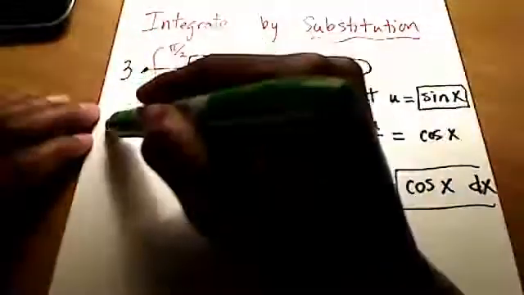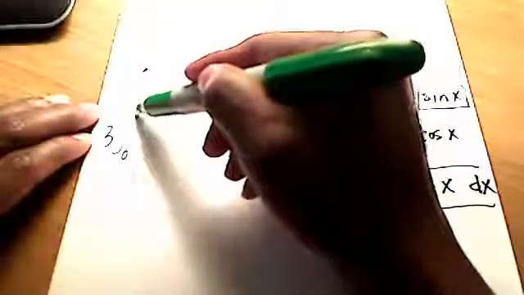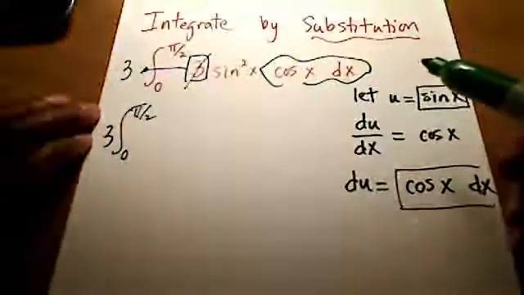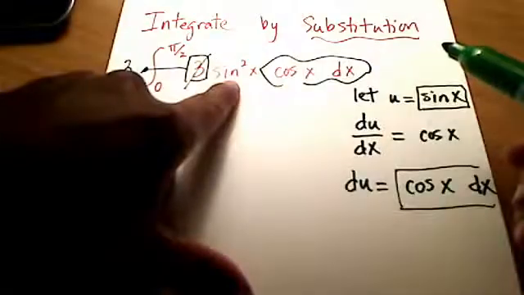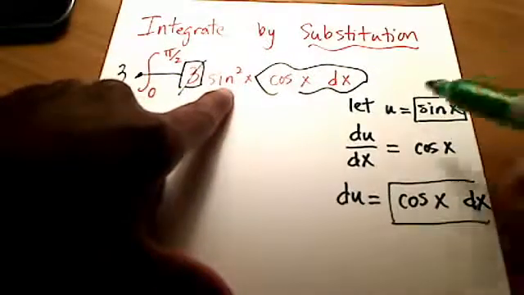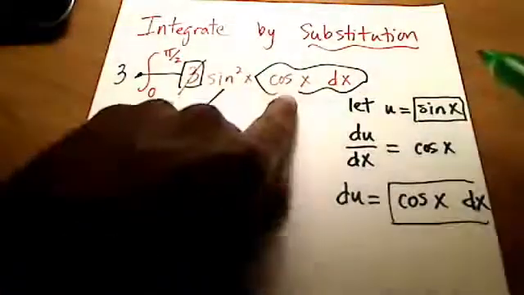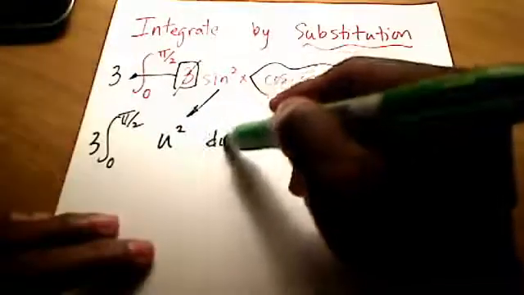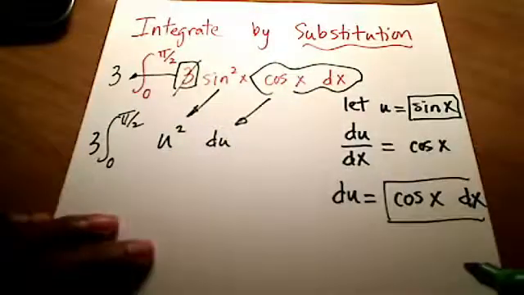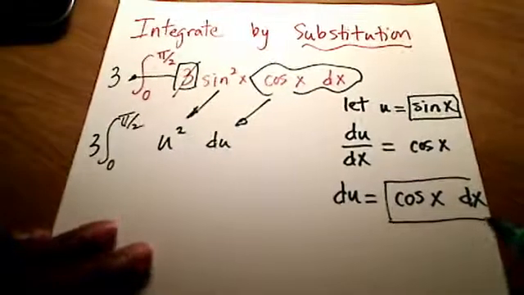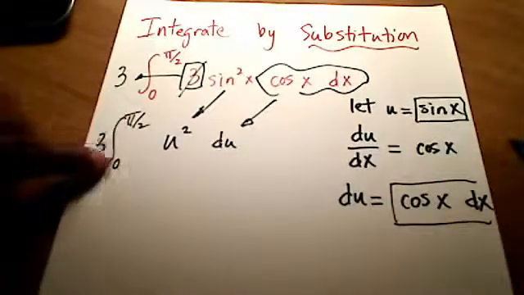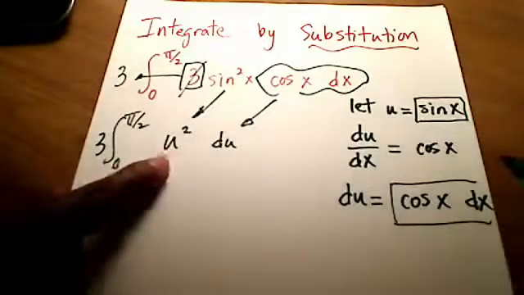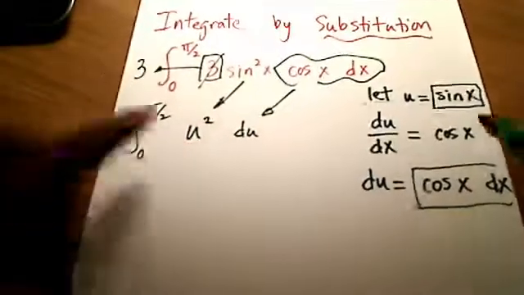Okay, so let's rewrite our problem. Our problem now looks like this. I've got a 3 out front. I'm integrating between 0 and pi over 2 of u squared, right? Instead of sine squared x, we're going to replace it with a u, so this turns into u squared, and in place of cosine x dx, we're going to substitute that with du. There you go. This is a little bit more manageable now, and we'll handle the definite integral part a little bit later, but give me the antiderivative of u squared.